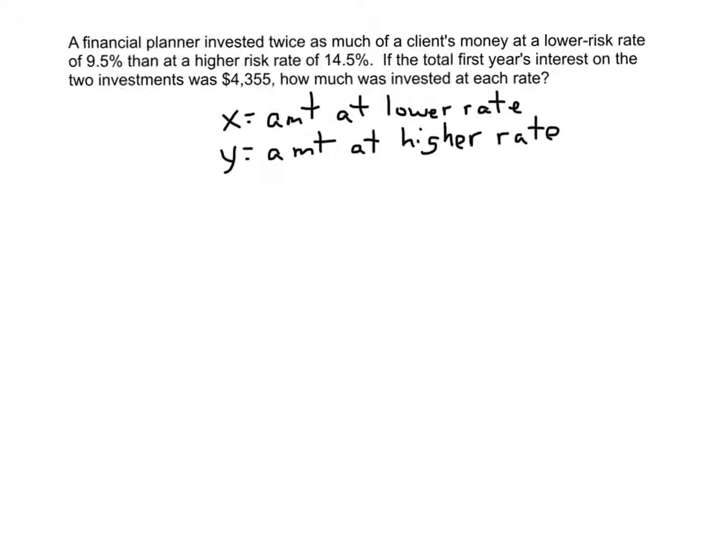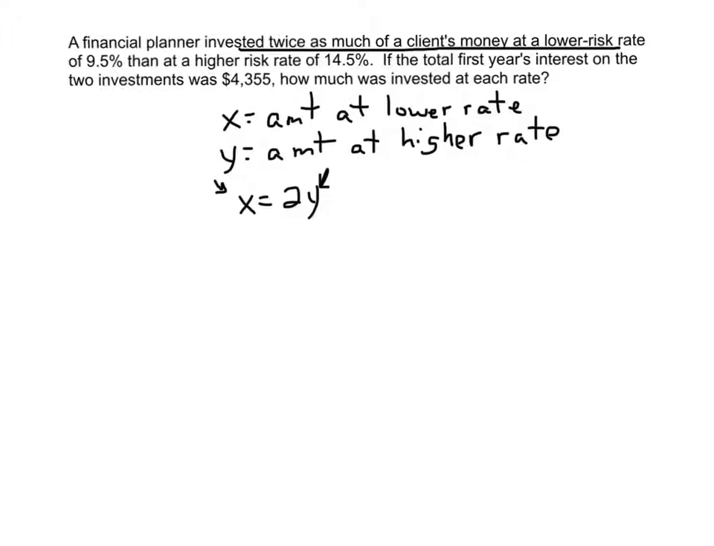One of the equations says that the financial planner invested twice as much of a client's money at the lower risk rate. If that's the case, I want to take 2 times the amount at the higher rate, and that has to be equal to x, because he invested twice as much of the client's money at the lower risk. This is the lower risk right here, so I have to double the higher risk rate to know what that is. So one equation would be x is equal to 2y.